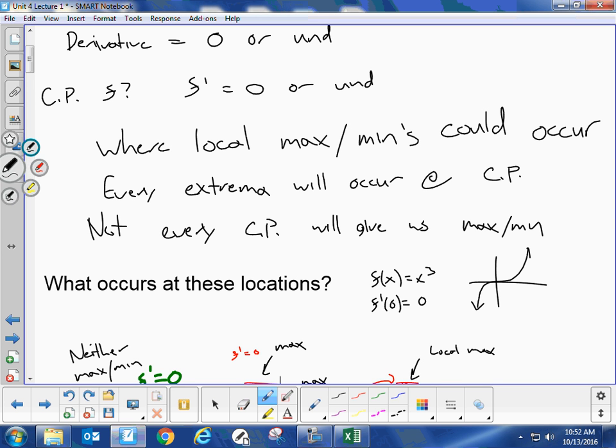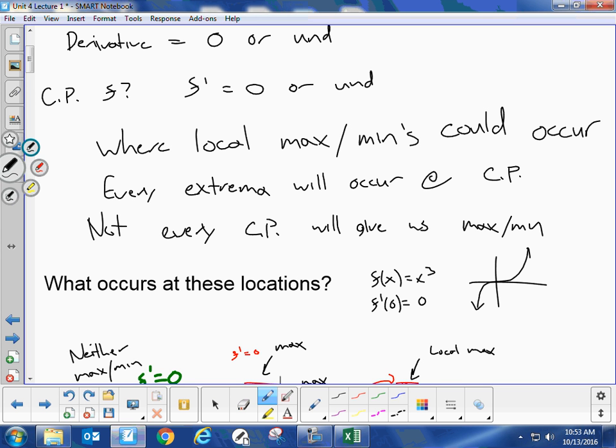For today, all we will be doing is finding critical point locations. Okay? That's it. Just finding the critical points. Next class, we will examine whether the critical point will be a max, a min, or neither a max nor a min. Okay? So it's actually kind of simple today.